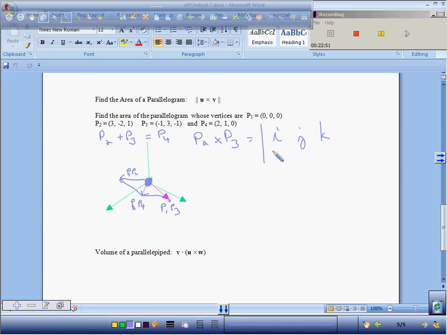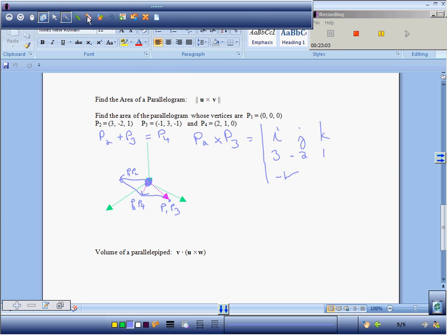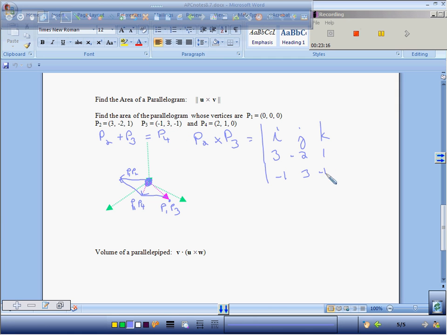And I put P2 is 3, -2, 1. And P3 is -1, 3, and -1. And then I just do the cross product. And in the I direction, I get +2, -3, right? So I get -1 in the I direction.